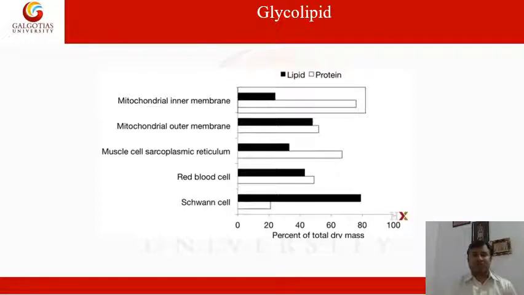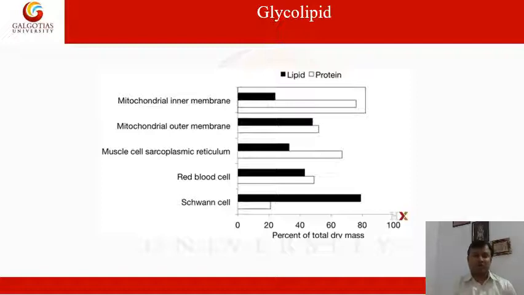So this is the structure of the lipid and protein in the cell membranes. In the mitochondrial inner membrane, the proportion of protein is higher compared to the lipid, while in the mitochondrial outer membrane, lipid and protein are in nearly equal amounts, with the lipid only slightly lower than the protein. In muscle sarcoplasmic reticulum, the protein content is higher compared to the lipid. In red blood cells, the lipid content is high but lower compared to the protein.